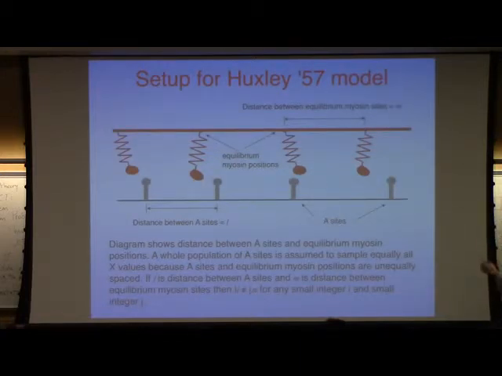Now, this is an important assumption, that these A sites are going to be spread apart by a distance. This is a small l. So the distance here is small l, and the distance between the myosin sites we're going to call small m. And l and m are different lengths, and there's not a simple, say, integer relationship between them. As we're going to find out, this is important.